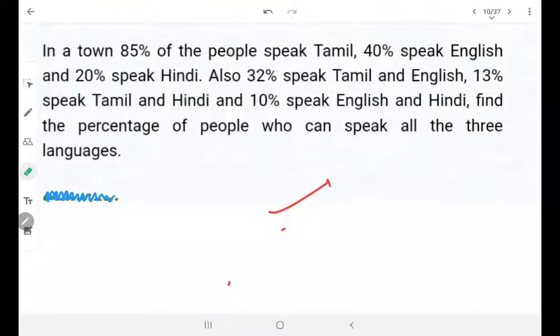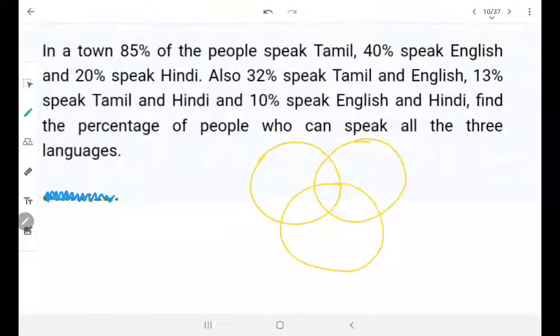Okay, next question is, in a town 85% of people speak Tamil, 40% speak English and 20% speak Hindi. Similar question, let's see. Here you just need to consider one thing, that they have given 85%, so that means there are total 100 people. There are three languages, Tamil, English and Hindi. Again I said that we have to start from the common area, but here they ask to find the percentage of people who can speak all the three.